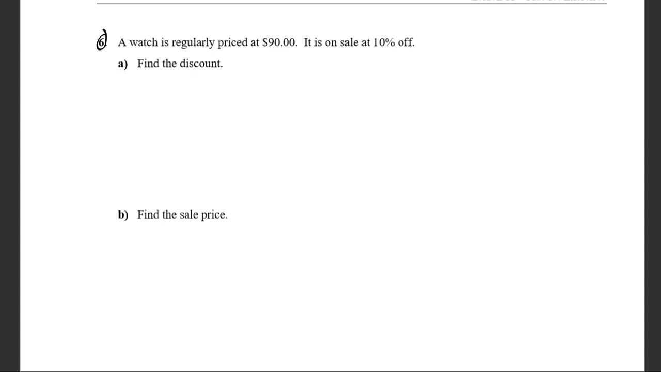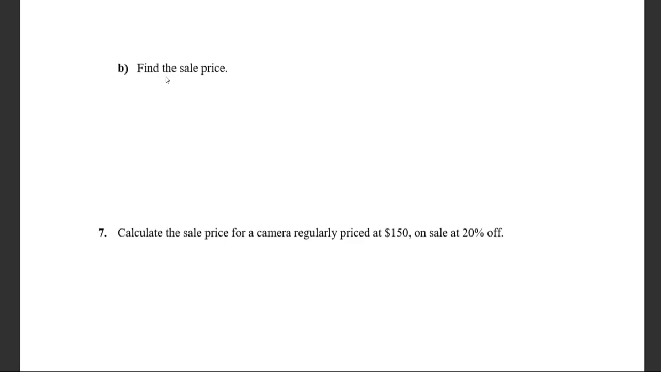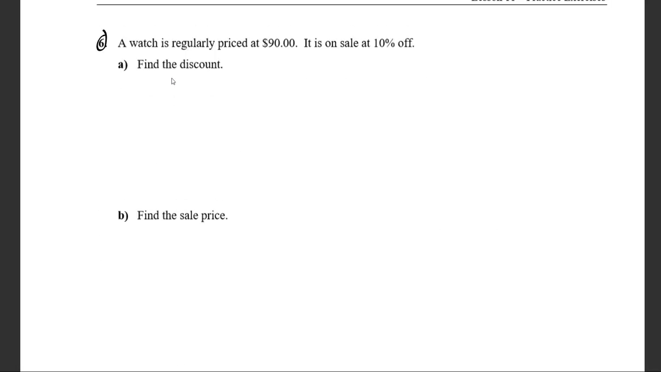Here's a few more percentage word problems to work through. This is in the textbook on page 291, I guess. A watch is regularly priced at $90. It's on sale at 10% off. It's got two parts here. Find the discount and find the sale price.